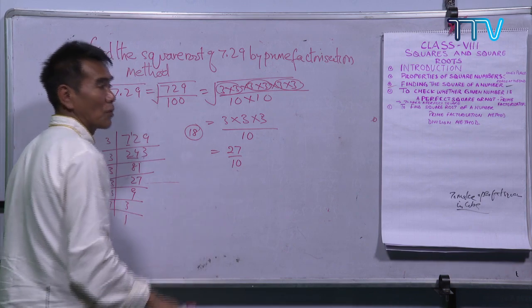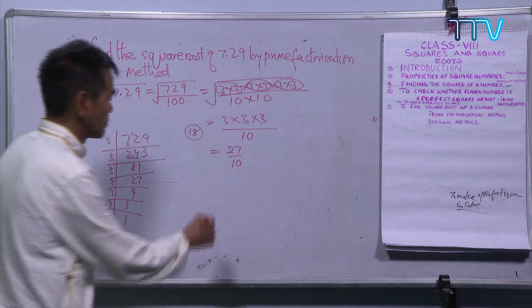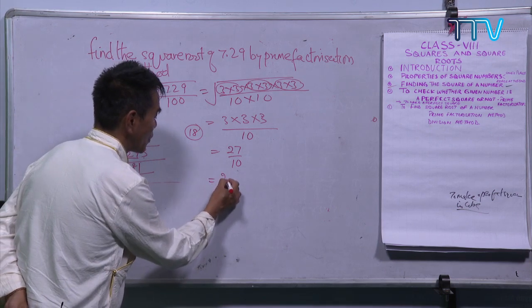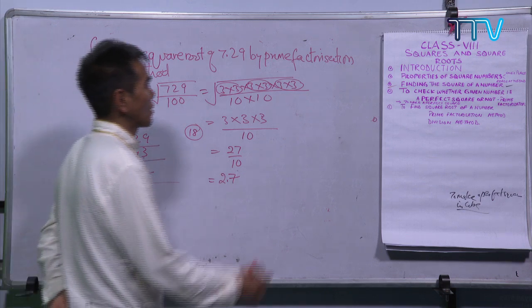That is the denominator, and with the decimal point it is 2.7. So that is the answer. Can you try the next one?